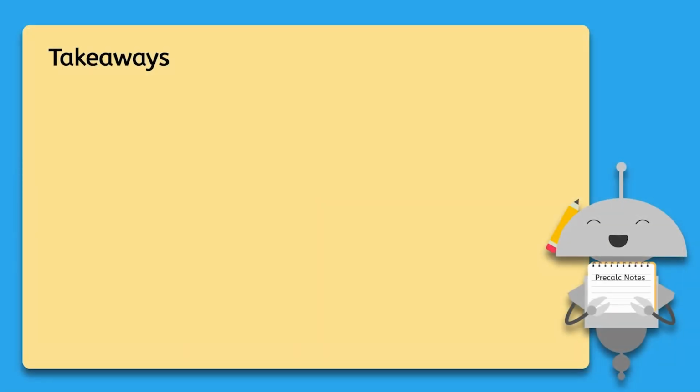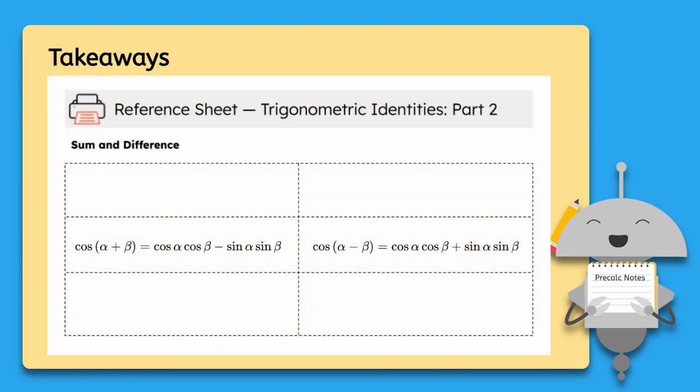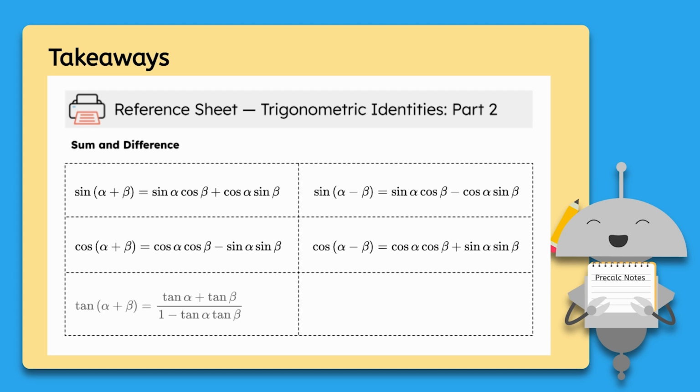Today we learned 4 new identities, which you should have recorded in your reference sheet: the sine of a sum and sine of a difference identities, and the tangent of a sum and tangent of a difference identities. We learned how to use these identities to verify other identities and to find the exact trigonometric values of the angles that are either the sum or difference of special angles.